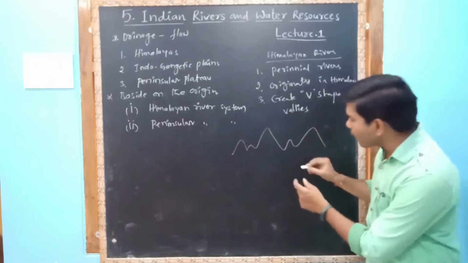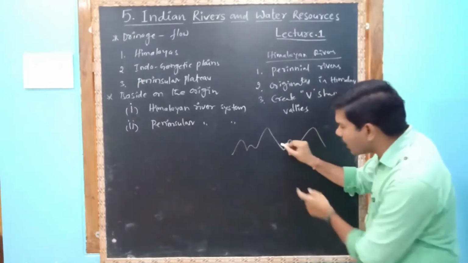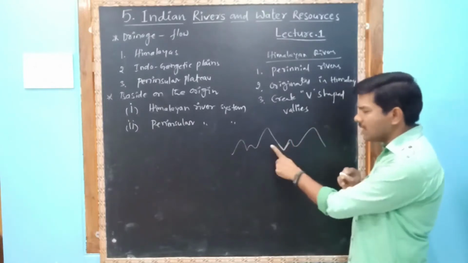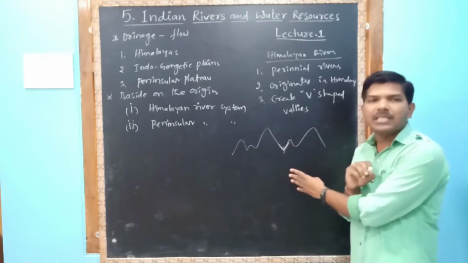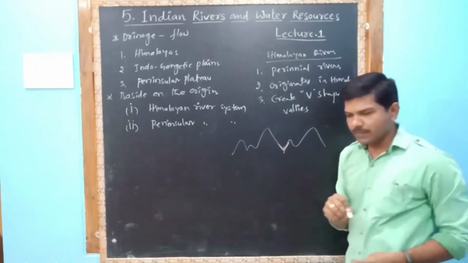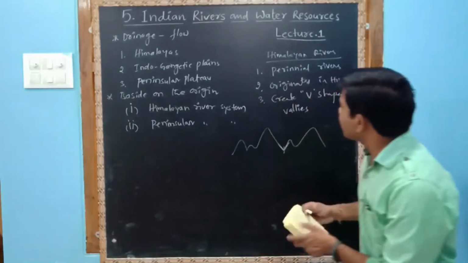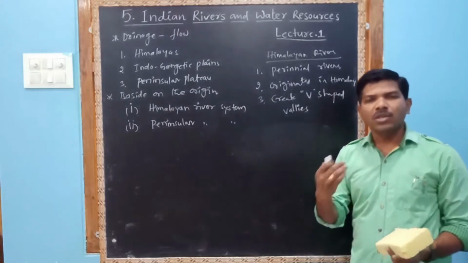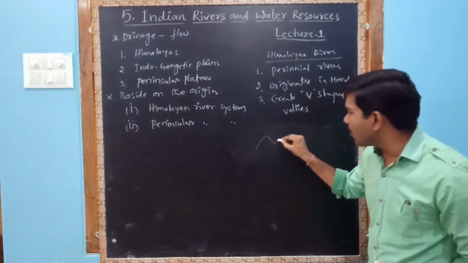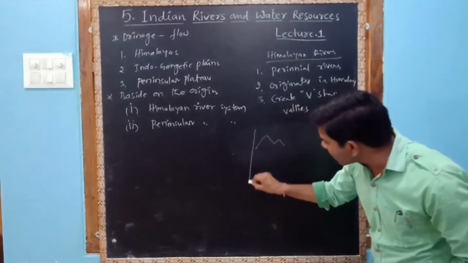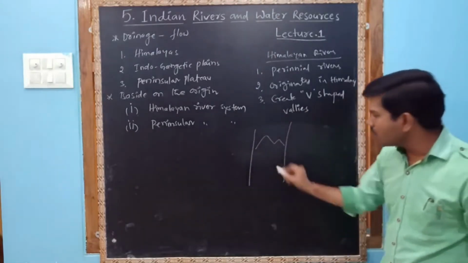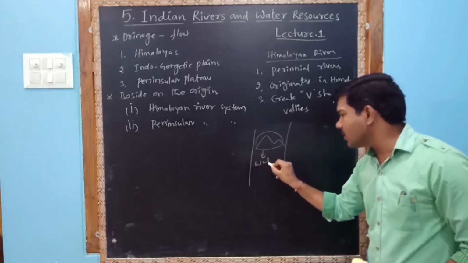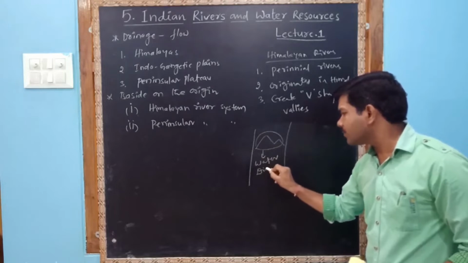I said these rivers originate at mostly the same places. For example, this is a mountain. From this side one river flows, and from that side another river flows, so this mountain acts as a water divide. This is what we call a water divide.